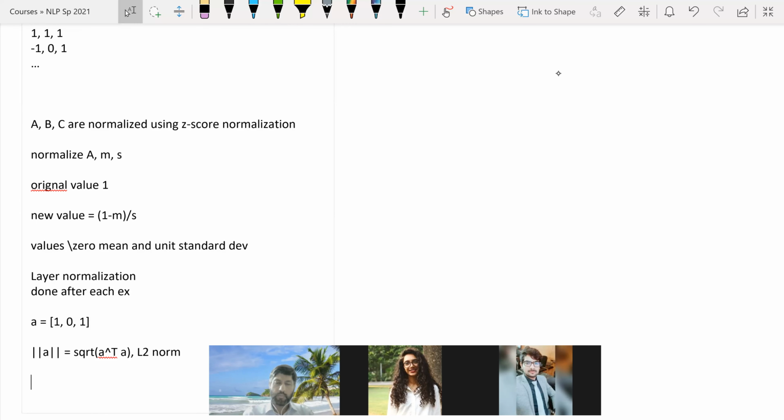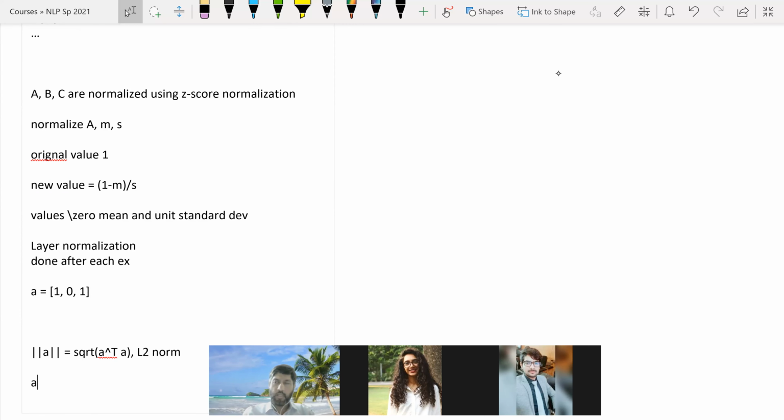So basically what happens is, for the vector I wrote above, the normalized A would then be 1 divided by whatever that normalizing factor is, then 0, and then again 1 divided by the same normalizing factor.